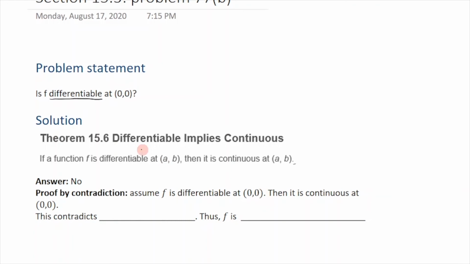This means that by this theorem, the function is continuous at 0, 0, right? But we just showed in part A that the function is not continuous, right? So this statement contradicts part A. This means that the function f is not differentiable because we just got a contradiction. So our assumption right here was incorrect. Differentiable, so this is incorrect. So this is not differentiable.